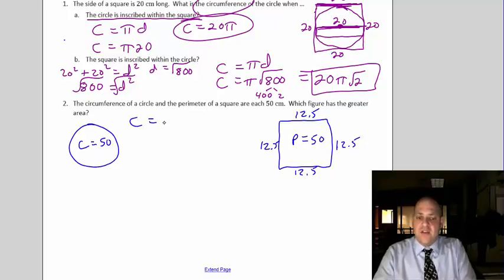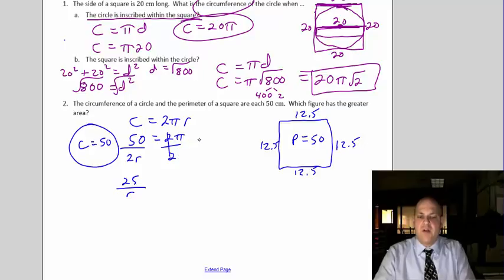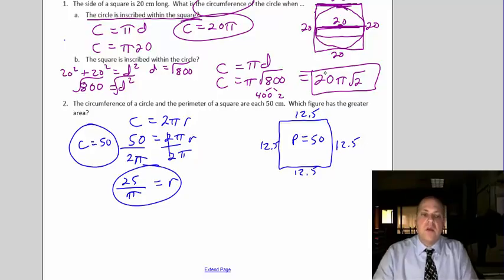Circumference is 2 pi r, since we want the radius. If circumference is 50, then 50 equals 2 pi r. Divide by 2 pi. I'm solving for r. So the radius equals 25 over pi. There's my radius.